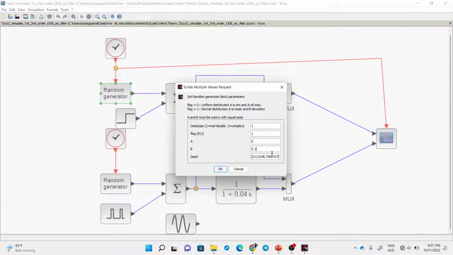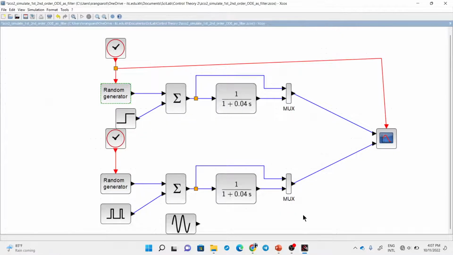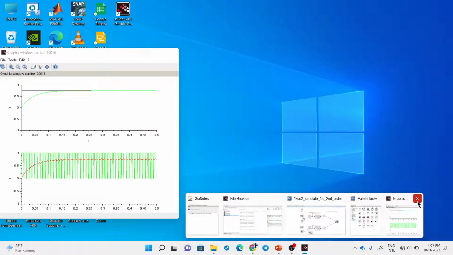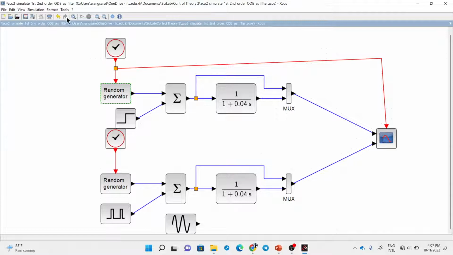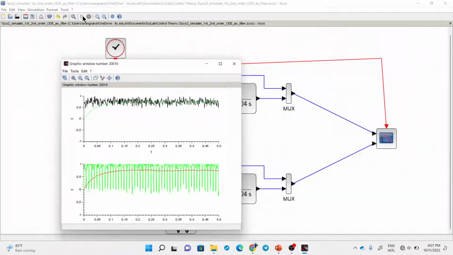For the seed, you don't need to change it. Usually the default is a very large number, and a large number is good. Don't start from 0, 1, 2, 3; it's not good. So just use the default for the seed. And then simulate our system again. Let me close this one first, and simulate it again.